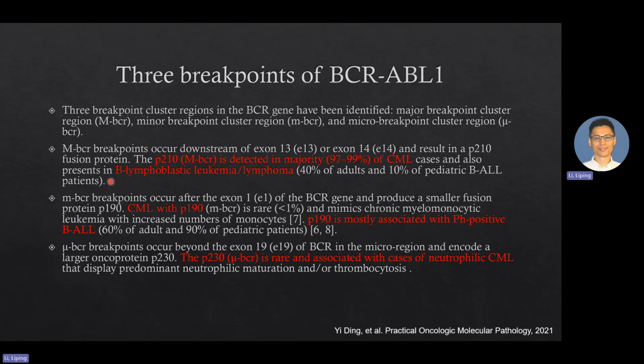What I just remember is the big M is related more to adults and CML. And then the small m is related to exon 1 of the BCR gene, and has a smaller fusion protein, p190. It's rare in CML and more related to B-ALL, lymphoblastic leukemia, and more in pediatric patients. So I remember the small m is more related to pediatric. Of course, in adult patients, we also have 60% of cases. And then the micro is not that important. It has the largest size of the fusion protein and it's rare. If we have this BCR-ABL, it is associated with the case of neutrophilic CML.